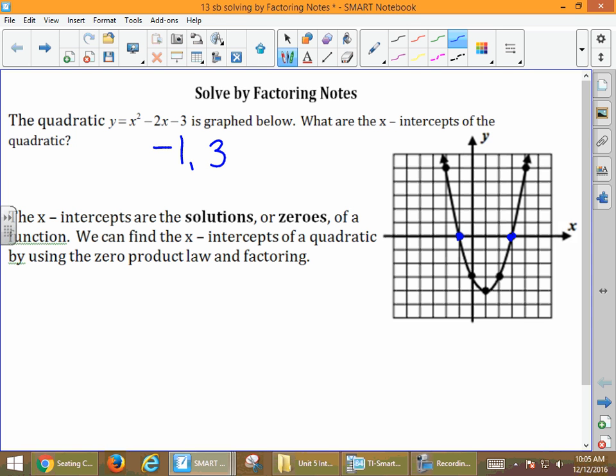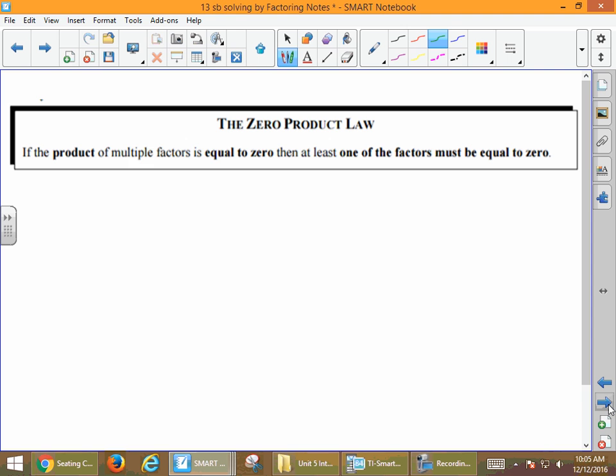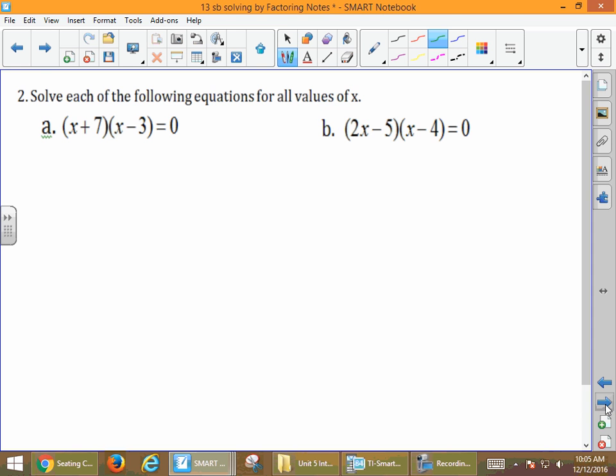And we can find x-intercepts of a quadratic by using what's called the zero product law and factoring. And our zero product law is listed here. It says if the product of multiple factors is equal to 0, then at least one of the factors must be equal to 0. Well, the words make more sense when we look at an example.